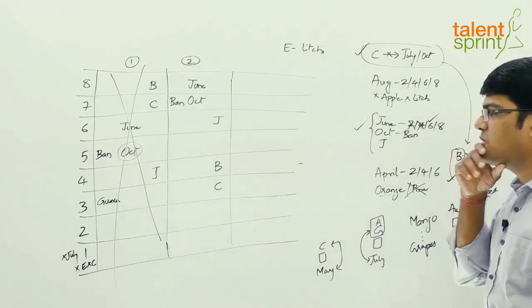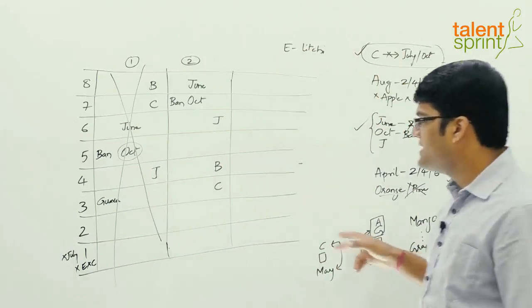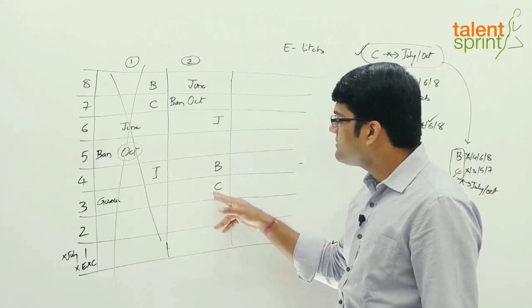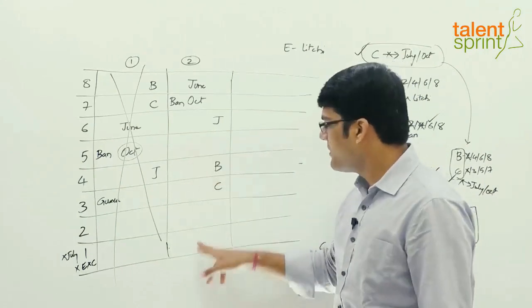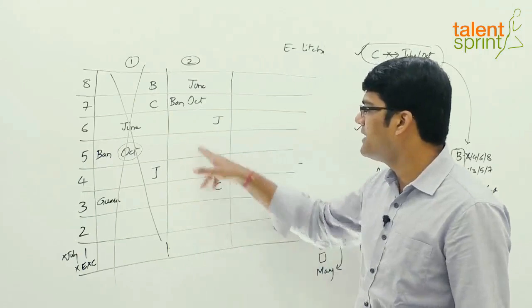Case 2 may give us 2 possibilities. Only one person between C and May, right? So May can come here or May can come here. Both are possible.